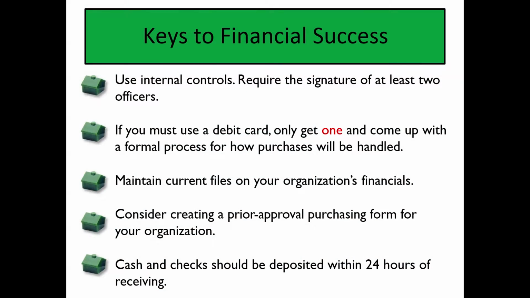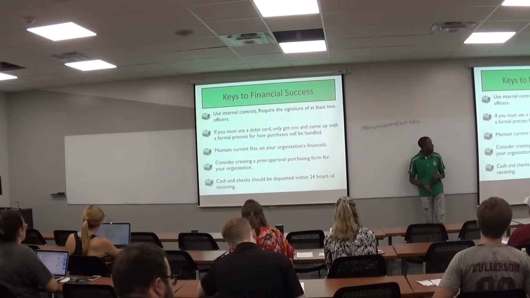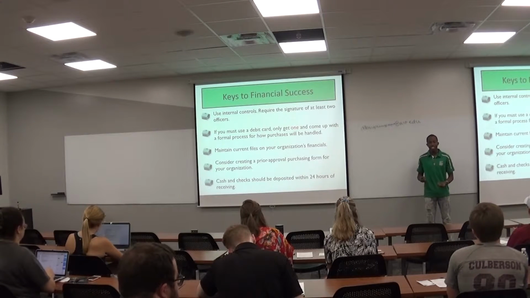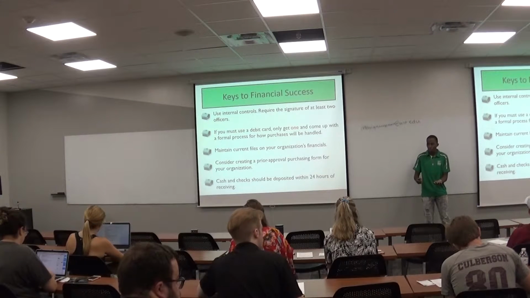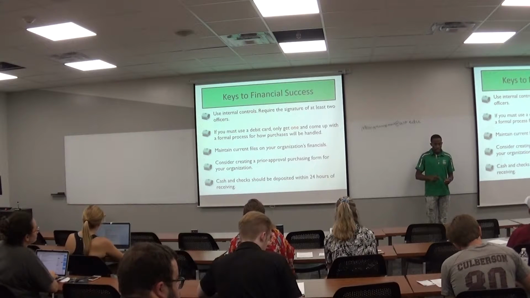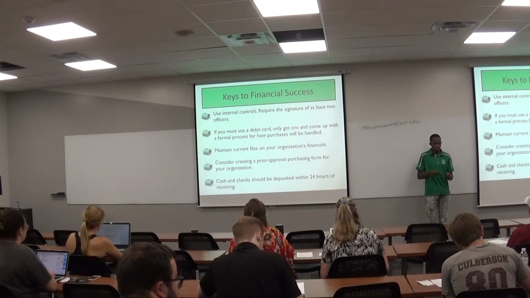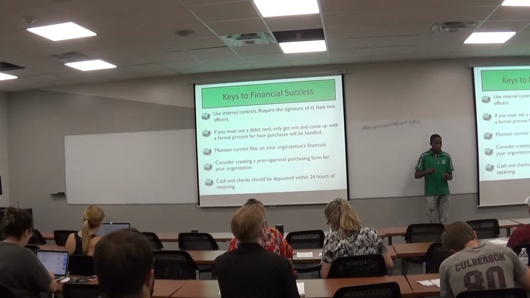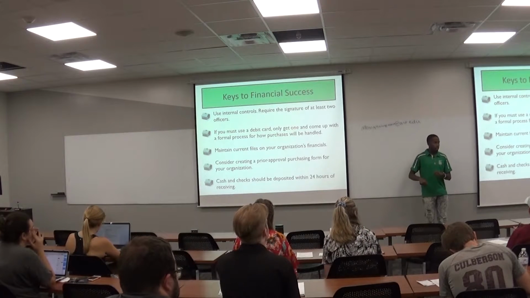Consider creating a prior approval purchasing form for your organization. A prior approval purchasing form is something that your org can put in place. It's like a formal document, like you're asking for money. So you fill out the document, you fill out what it's for, and then your members will give it to you, and you would go through them, and you approve the ones that you feel like would be the best, or you disapprove the ones like, no, this is a bad idea, we're not gonna waste our money on that.